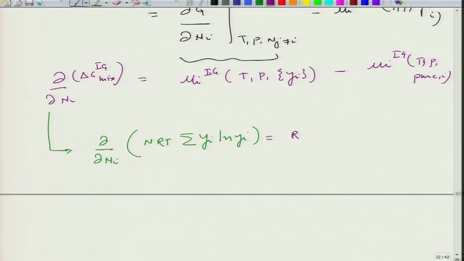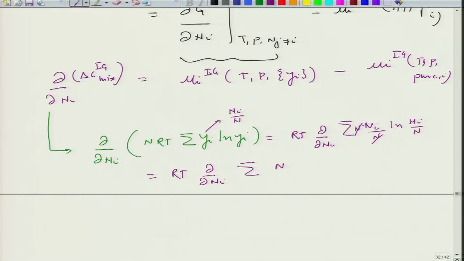This is equal to RT, which is constant, comes out, del by del Ni. And this is summation, n is again a constant here, but yi is nothing but Ni by n. So this becomes summation Ni by n ln of Ni by n, and of course n here comes out, which can be cancelled. So this is the expression I have, RT del by del Ni of summation, and since I want to differentiate with respect to Ni, I am going to change this i to j, so that it becomes generic here. This is going to be ln Nj minus ln n.